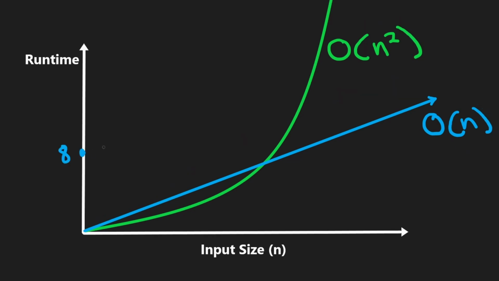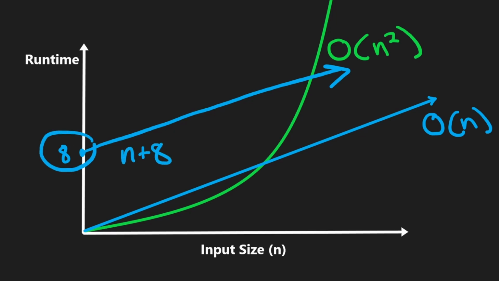The same would be true if we added a constant. For example, this is what n plus 8 would look like. Well, it gets a head start over the quicker growing function, but at some point they're going to intersect, and at that point, the quicker growing one is going to grow way faster. It's going to go off the charts, while this one still grows at the same rate.